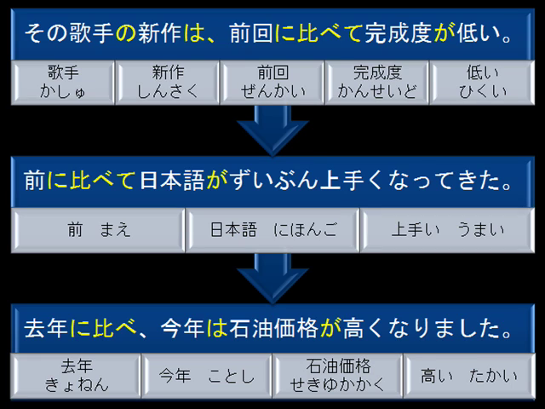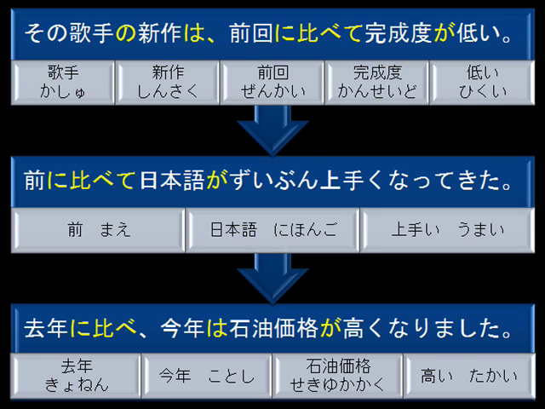All right. Let's jump into the middle sentence, sentence number 2, and I'll go ahead and read it and break down the vocabulary. 前に比べて日本語がずいぶん上手くなってきた. One more time. 前に比べて日本語がずいぶん上手くなってきた. All right, first vocabulary word, 前.